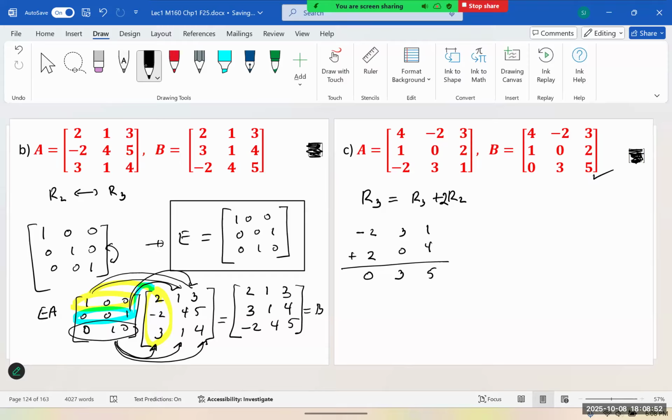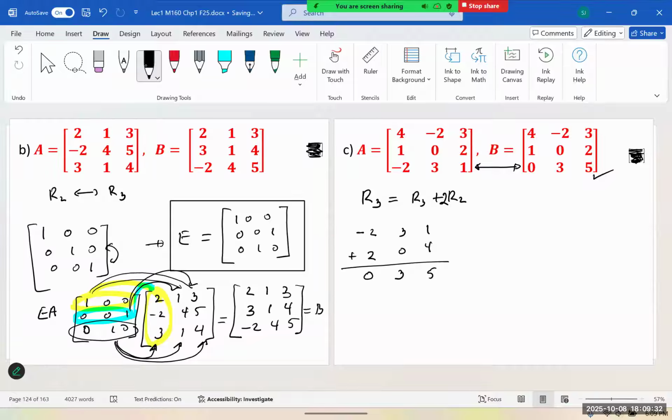So A is a 3 by 3 square matrix. The first row is 4, -2, 3. Same thing, B has first row 4, -2, 3. A has second row 1, 0, 2. B also has second row 1, 0, 2. A has third row -2, 3, 1. But B has third row 0, 3, 5. So A and B differ only by one row, the third row. And we figured out that the difference between A and B is row 3 plus twice row 2.